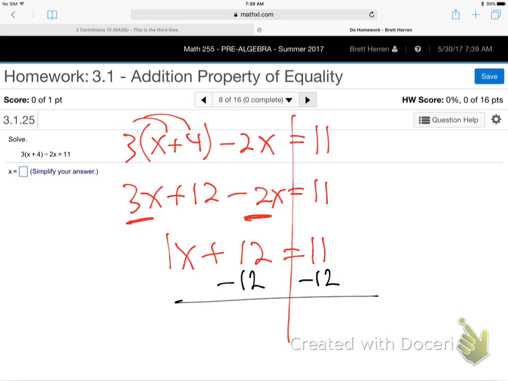And so those are gone. And 1x or just x is what? Negative 1? Yes. And again, you don't need this 1. I'll get rid of it. There it is. X is negative 1.